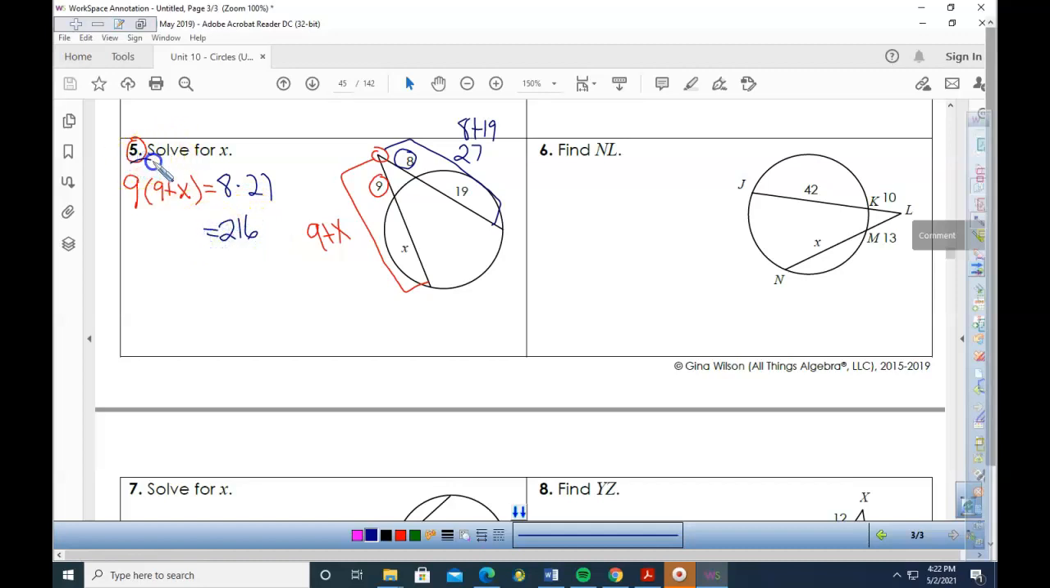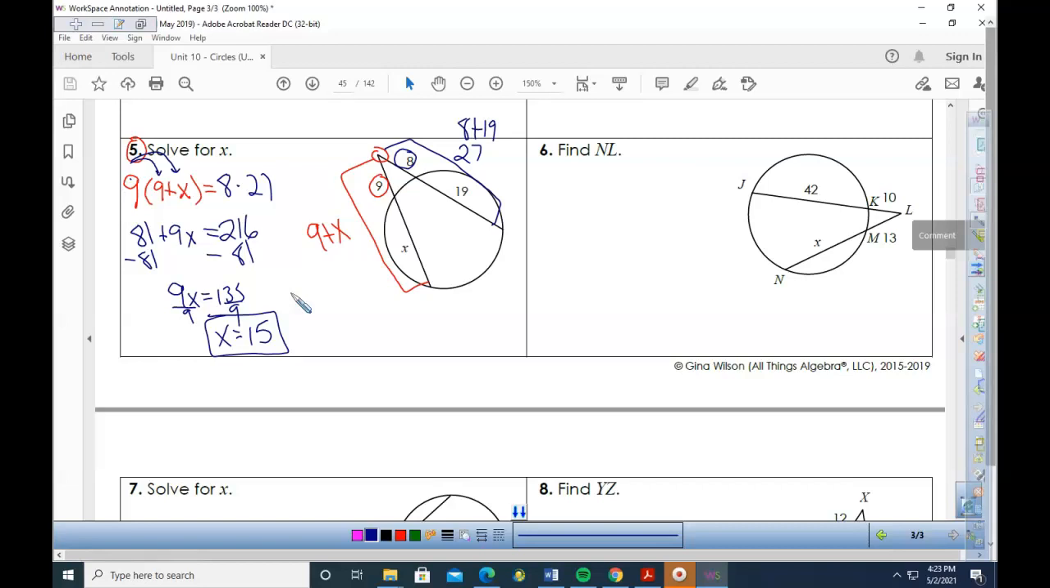Now remember that 9 we have to distribute, and it has to hit each of these. 9 times 9 is 81. 9 times x is 9x. Then, good old-fashioned algebra. Subtract 81. Subtract 81. 9x equals 135. Divide by 9. And x equals 15. Not too shabby at all.